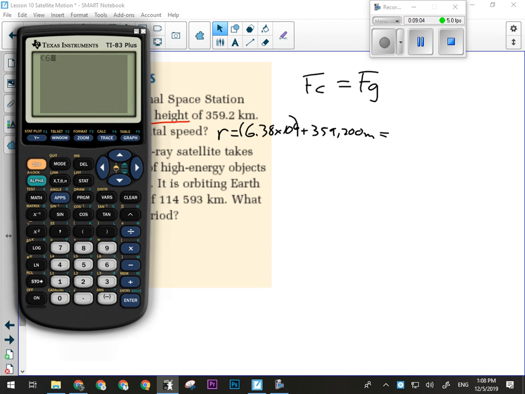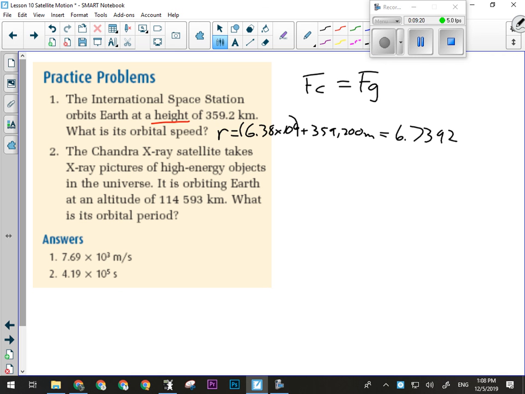So 6.38 E6, plus 359,200. So there's our actual radius, 6.7392 times 10 to the 6. All right, so now we've got our actual orbital radius. Now we can solve for the orbital speed by going mv squared over r equals big G times the mass of the Earth times the mass of the satellite over r squared. The mass of the satellite's going to cancel right off the bat. Now I don't have to move it around. Pretty okay with that so far?